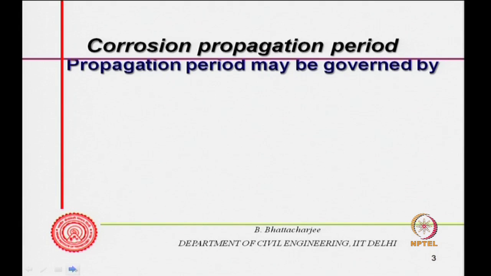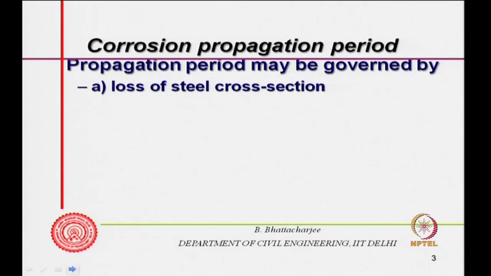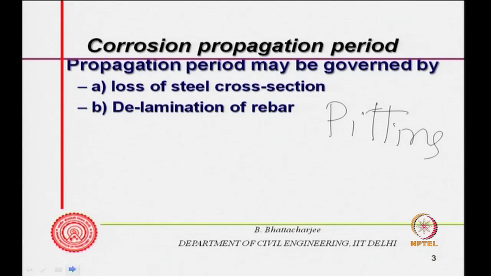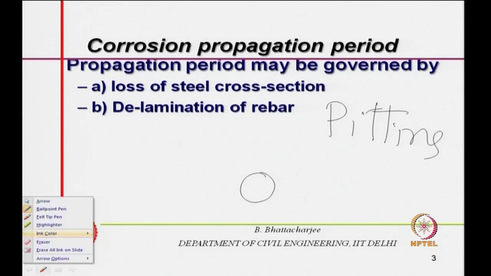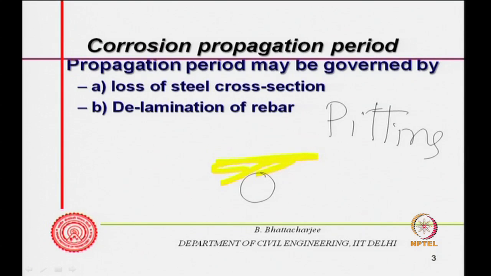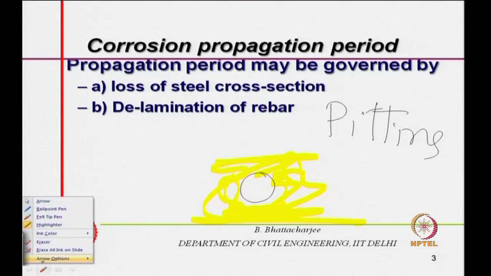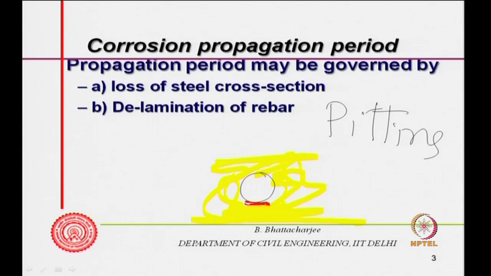Some fundamentals we did look at earlier, but the result of corrosion could be loss of steel cross section in some cases, especially in the case of pitting. A second case could be delamination of the rebar: this is your reinforcement bar and the surrounding concrete is here, here and here. Let us say this is the bottom side and there is a delamination from the rebar. So, the bar gets separated out as the bond is lost.